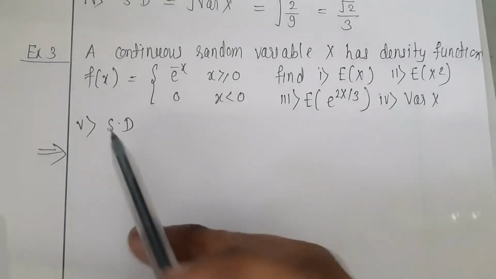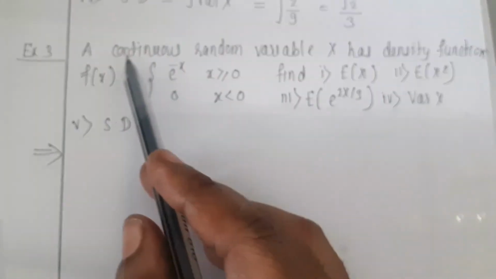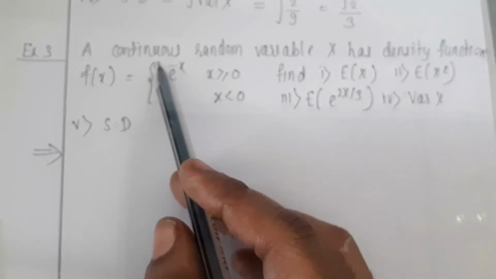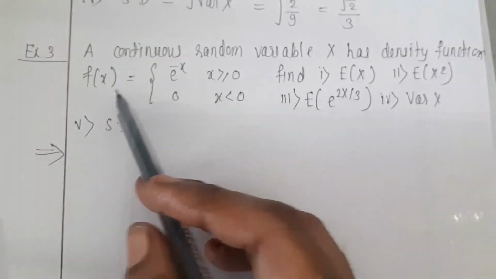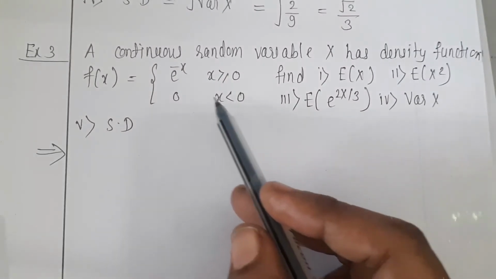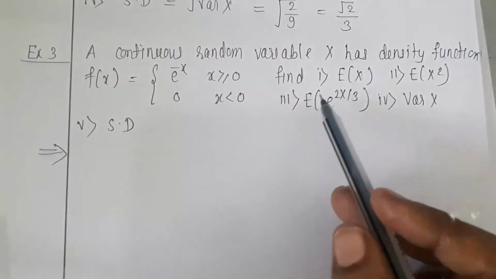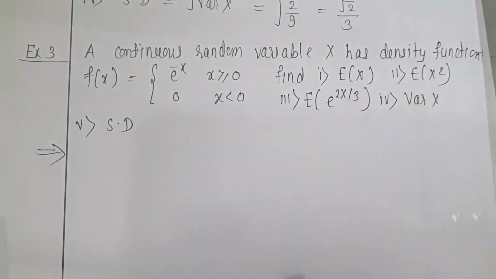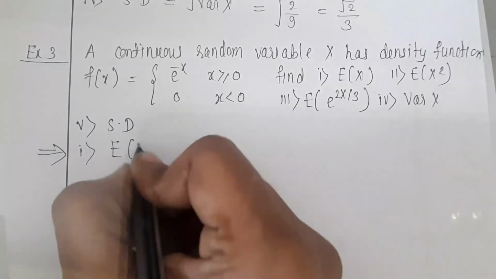Next example is a continuous random variable x has density function f of x is equal to e to the power minus x for x greater than or equal to 0 and 0 for x less than 0. Now in the problem it is mentioned that it is a continuous problem, so for a continuous problem we use integration. So here also the range is given, which means it is a continuous problem. So first we need to find out expectation of x.